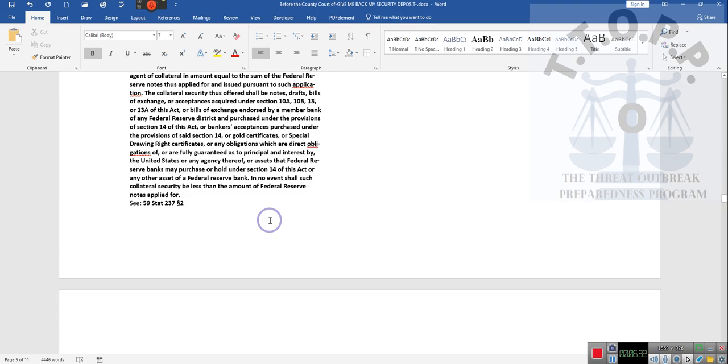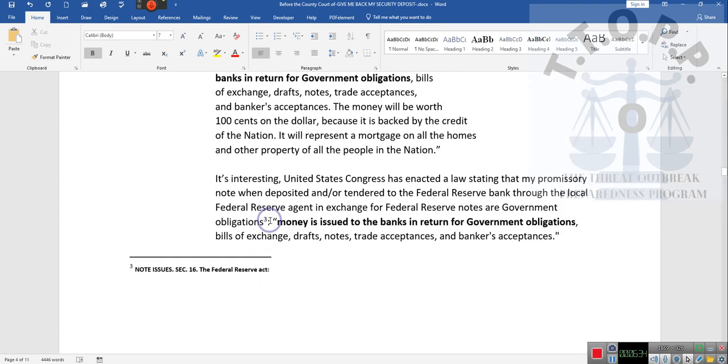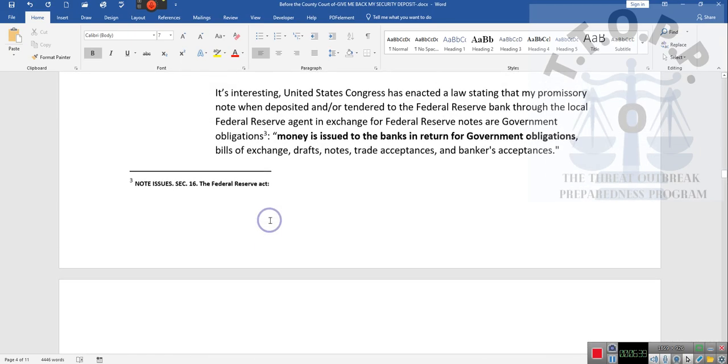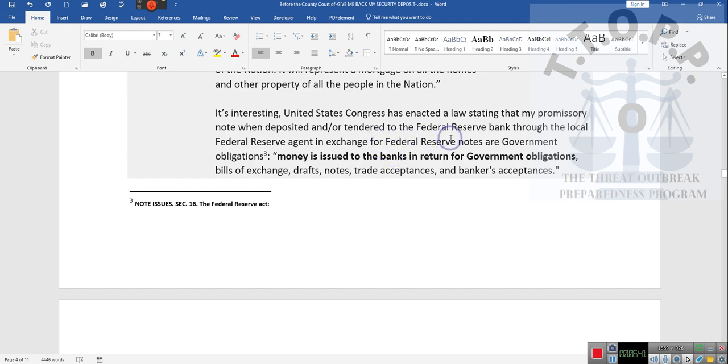Because we just showed them the act. Now, why did I put that there? Let's make sure you guys see why I did what I did, because sometimes we're gonna make it do what he do. Federal Reserve notes are government obligations. So that's where I show that once I tendered it to the Federal Reserve agent, the obligation was out of my hands. Now pay attention.